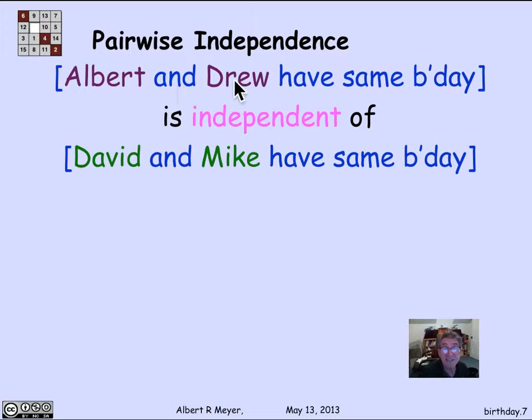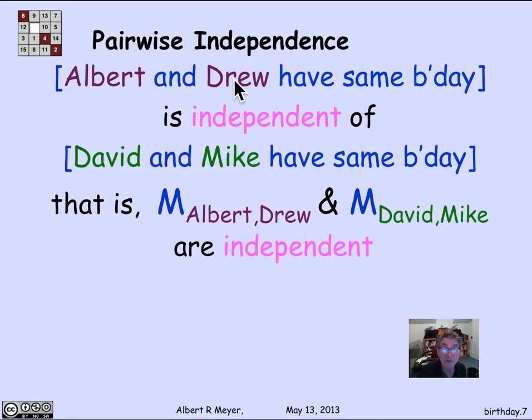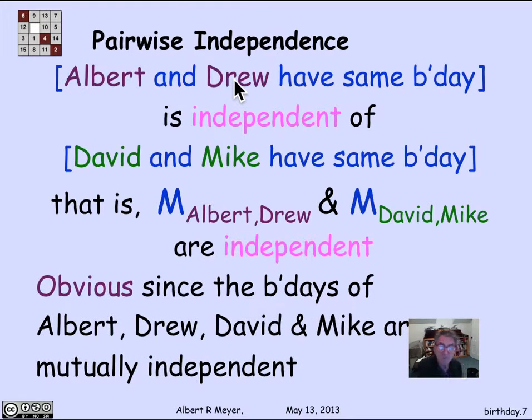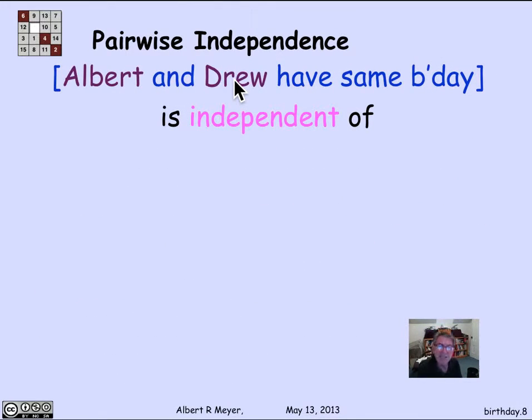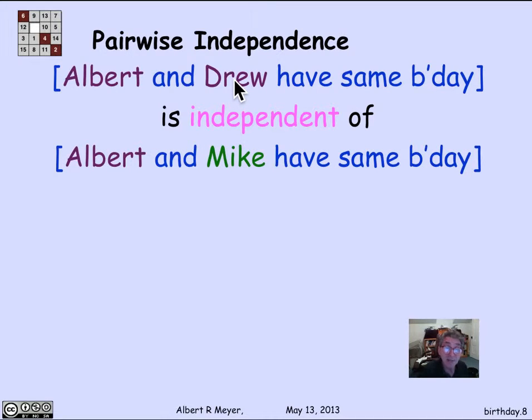So it's obvious that these two pairs that don't overlap have nothing to do with each other, and we don't have to worry about them. You could prove that formally, but it is obvious because each of the individual birthdays are independent. Now, what's more interesting is the case when I ask whether or not Albert and Drew having the same birthday is independent of Albert and Mike having the same birthday. And that one is not so obvious.